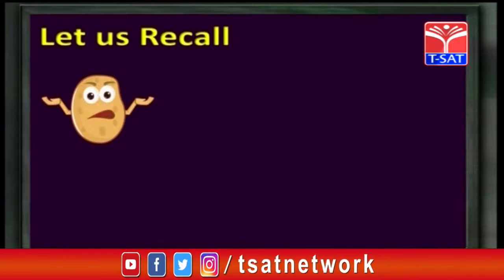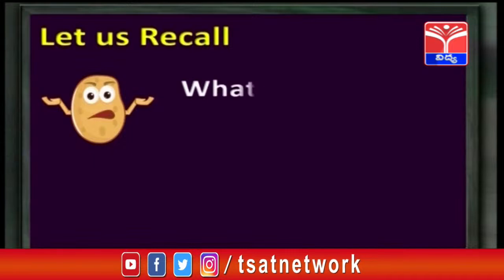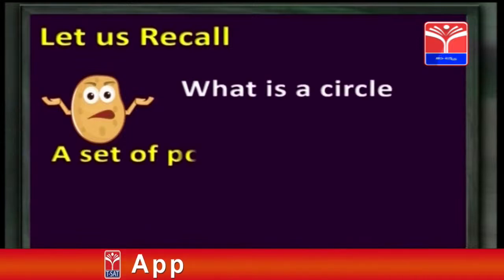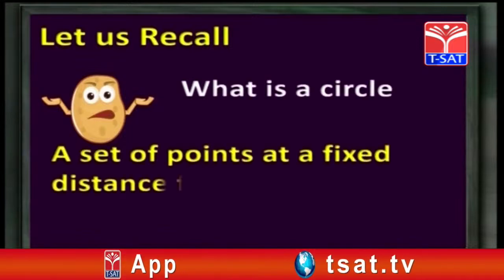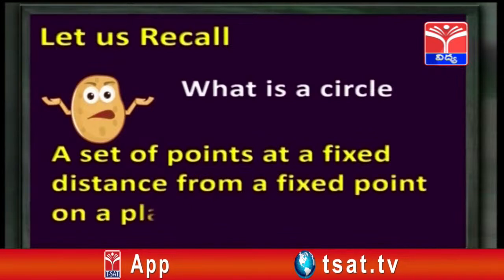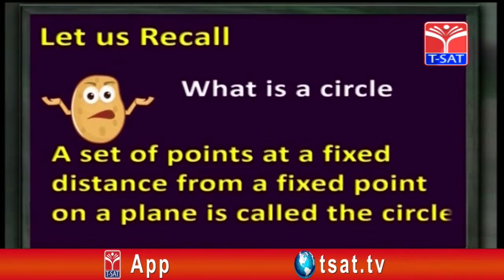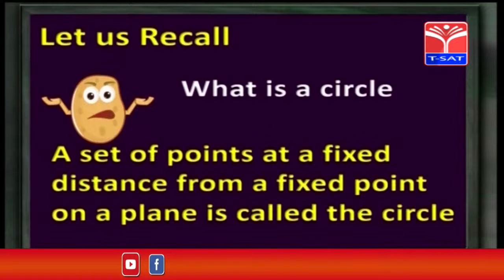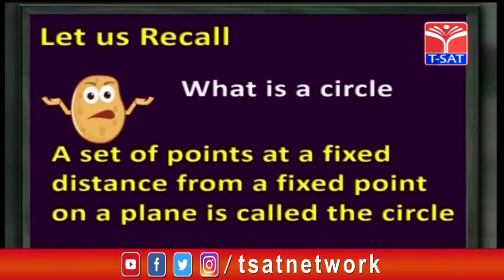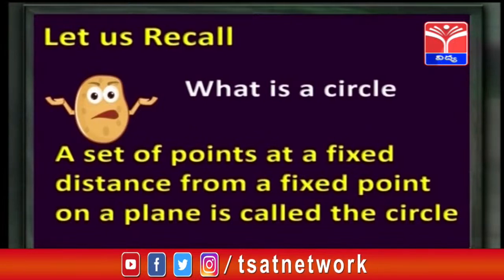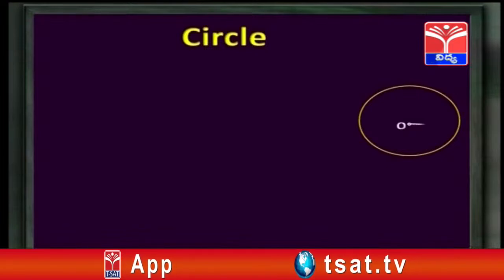First let us recall what is a circle. Students, what is a circle? All of you know the circle is nothing but a set of points at a fixed distance from a fixed point on a plane. What is a circle? A set of points at a fixed distance from a fixed point on a plane is called the circle.